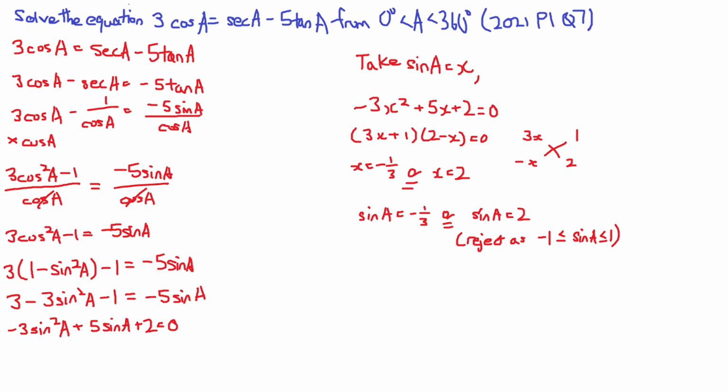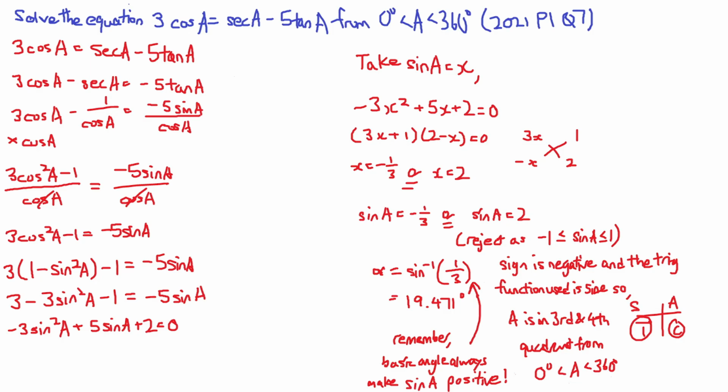For sine A equals 2, we have to reject it as the maximum value of sine A is 1. So sine A equals 2 is not possible. So we have to use the value of sine A as minus 1 over 3. Now that we have our value of sine A, we can start solving for the value of A.